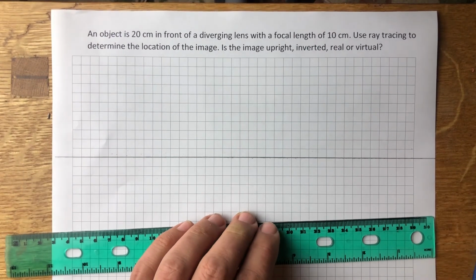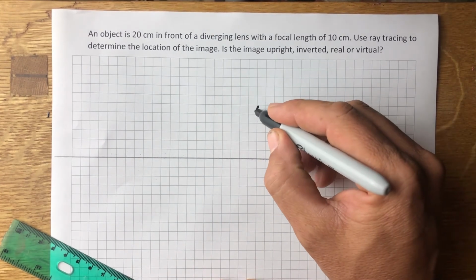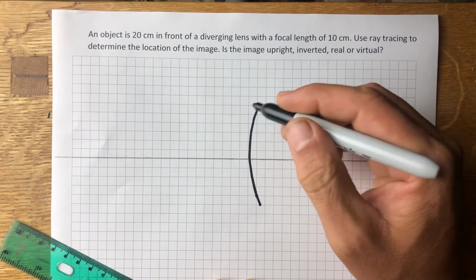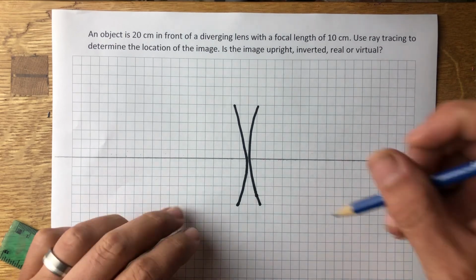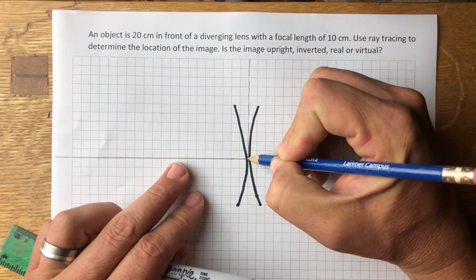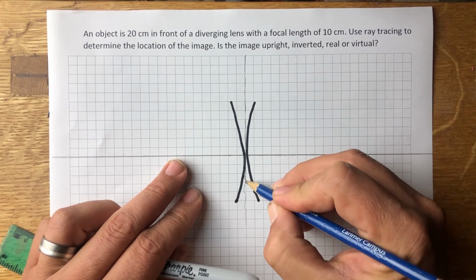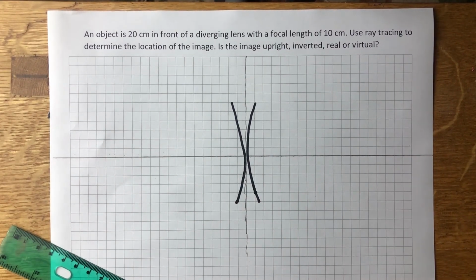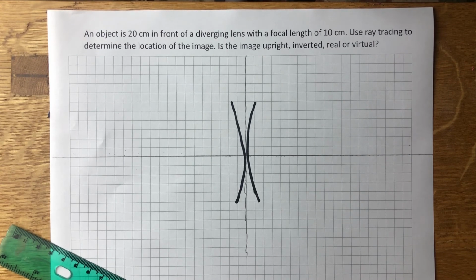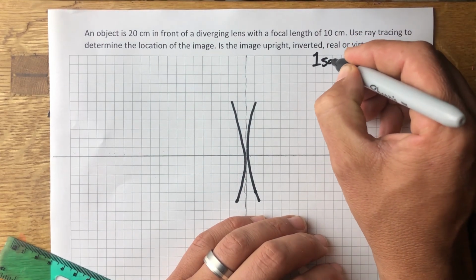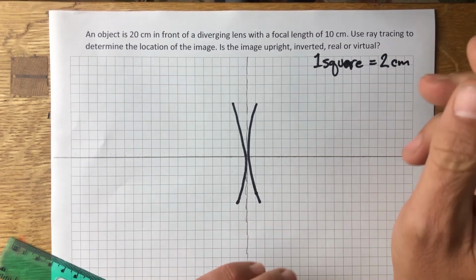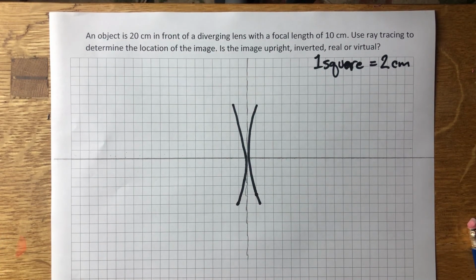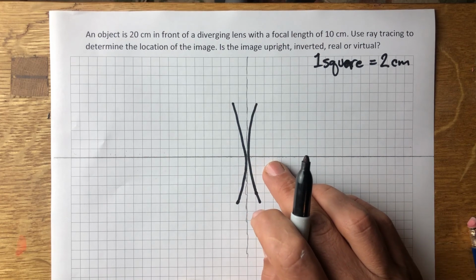So there's our optical axis. Let's draw our lens in here somewhere. And again, we're going to have all of the refraction happen right along this line here. And so we've just sort of included this drawing of the lens to help us visualize the situation. Let's pick a scale. Again, let's use 2 centimeters equals 1 square. So we have a focal length of 10 centimeters. 1, 2, 3, 4, 5.